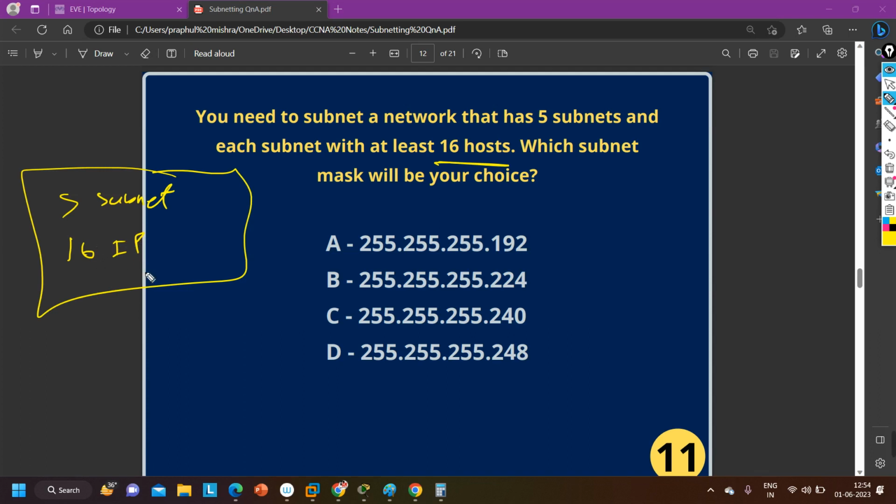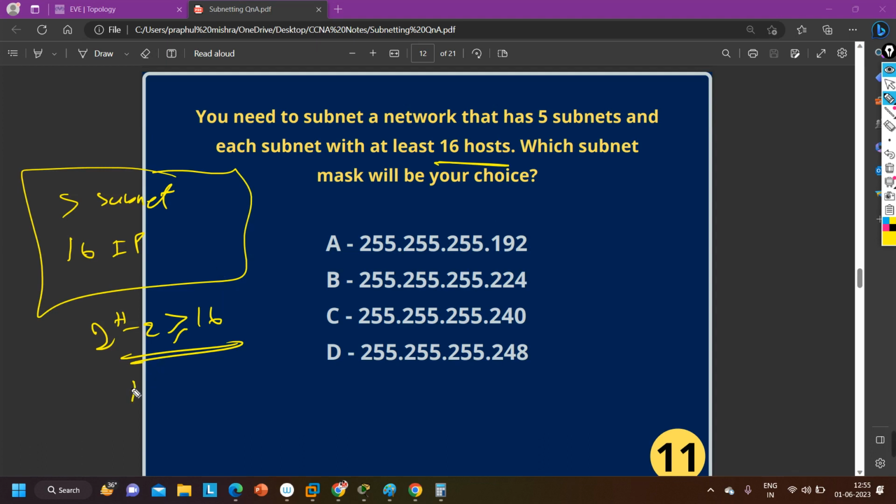So the first formula will be 2 to the power h minus 2 must be equal to or greater than 16. So tell me what will be the value of h? 4? No, I think 5. Five should be correct. H should be 5. Yes.